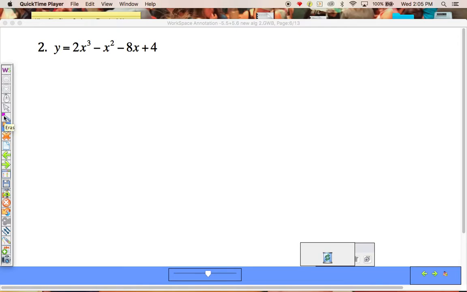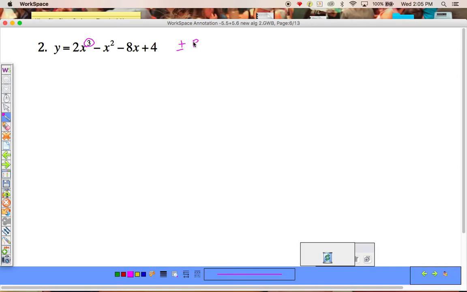All right, the second problem, we're looking for up to 3 answers. So I'm going to do plus or minus p over q, which is plus or minus the factors of my constant over the factors of my leading coefficient. So I'm going to write all of these out.